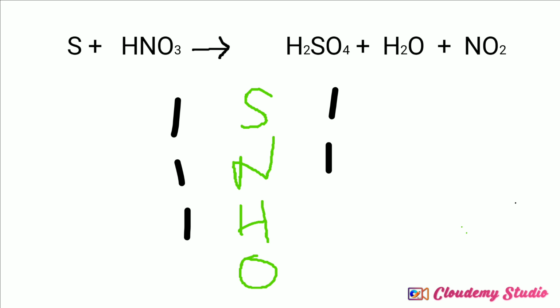Hydrogen at the product side, 2 plus 2, 4 times. In sulfuric acid, hydrogen is 2 times. In water, hydrogen is 2 times. Oxygen at the left hand side is 3 times. Oxygen at the right hand side, 4 plus 1, 5 plus 2, 7 times.